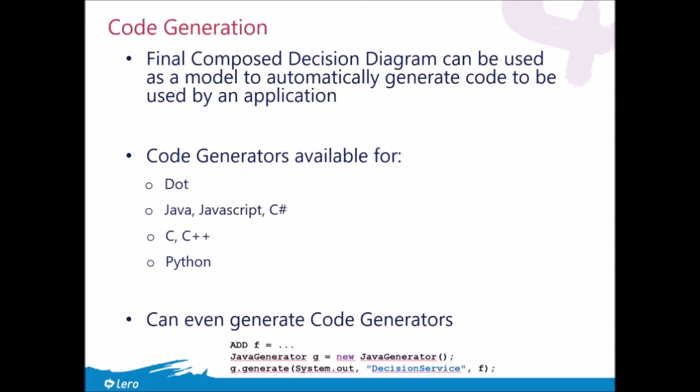Code generation. Final composed decision diagram, as we saw in the previous slide, can be used as a model to automatically generate code to be used by an application. Now there are code generators available for Dot, Java, JavaScript, C#, C, C++, Python. There are more being developed. You can also create code generators, which is the one you can see here. This is a Java code generator. You can create a generator and generate a generator, which is interesting.